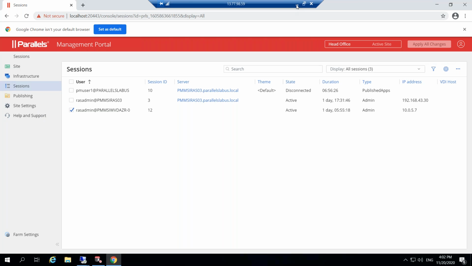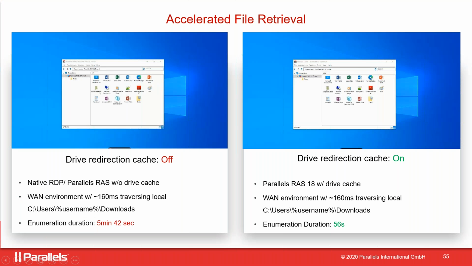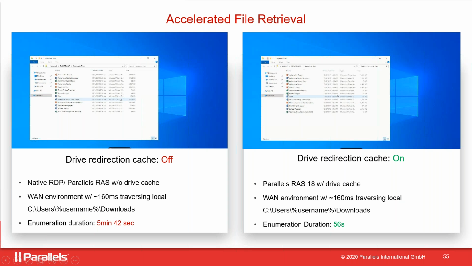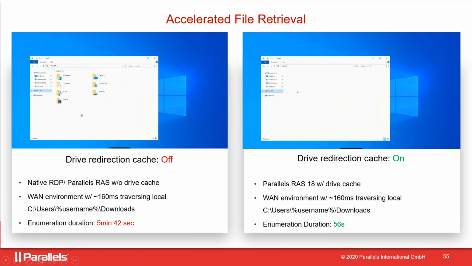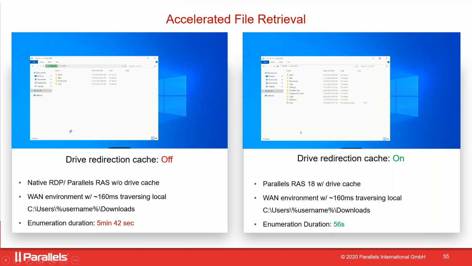All right, very good. The last item I had on the agenda, if we go back to the demos here, is accelerated file retrieval. What I have on the left-hand side is with drive redirection cache off. That's the new feature in RAS 18, or we can also say it's the native RDP experience. It is a WAN environment with around 160 milliseconds between the client and the server. And what I'm trying to do is get access to the C users folder, local folder.